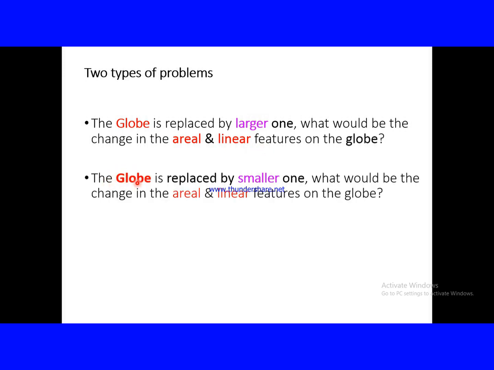The second problem is that the globe is replaced by a smaller one, and in that case, what would be the change in the surface area of the globe, in the length of meridians or parallels, or what would be the change in the radius or diameter of the globe? Finally, what would be the change in its scale?